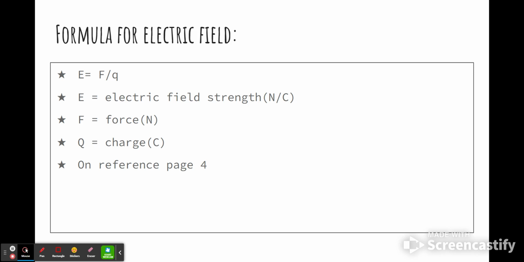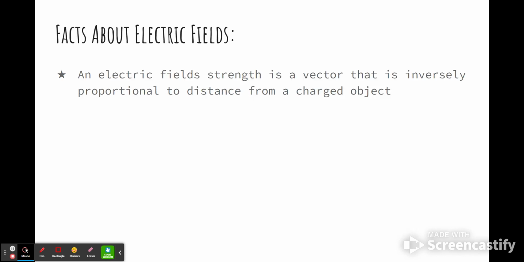This formula can also change depending on what the question is asking to find. The force is in newtons, the charge is in coulombs, and the electric field strength is in newtons over coulombs, which we stated before. So this is a quick fact about electric fields: an electric field strength is a vector that is inversely proportional to distance from a charged object.